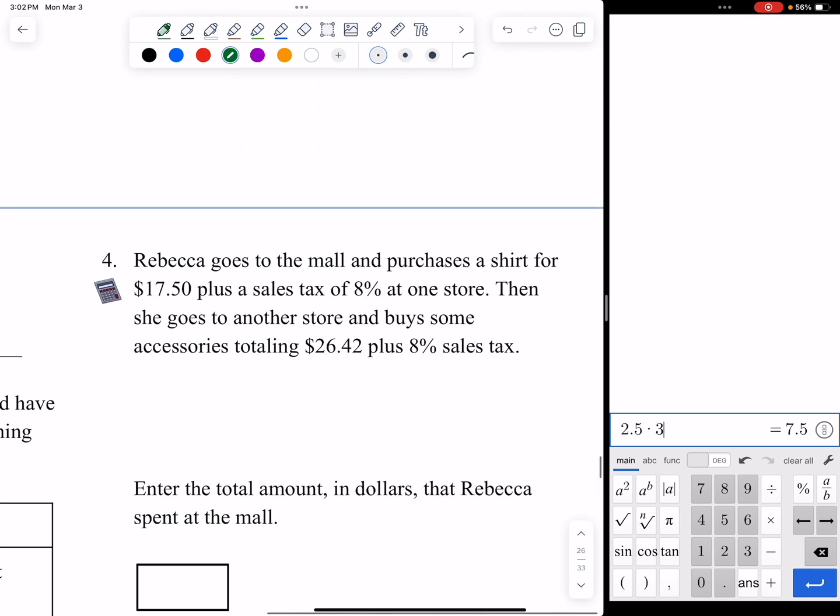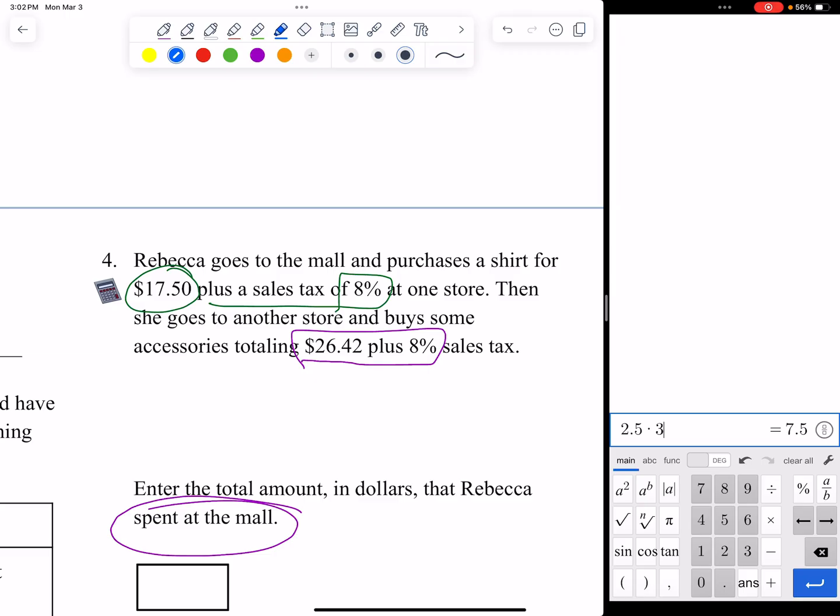All right, number 4. Rebecca goes to the mall and purchases a shirt for $17.50 plus a sales tax of 8% at one store. Then she goes to another store and buys some accessories, totaling $26.40 plus 8% sales tax. Enter the total number in dollars that Rebecca spent at the mall. Well, here's the thing, right? The percent was the same for the sales tax. So technically, if she had bought at the same store, the sales tax is the same. If you go to the mall, it depends on the city that you're in, right? So I'm just going to say these two are combined.